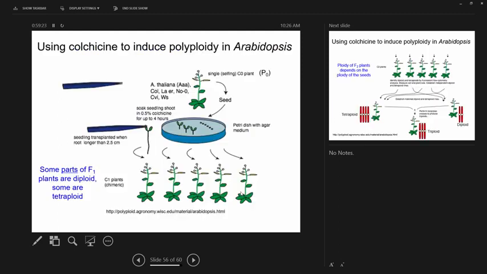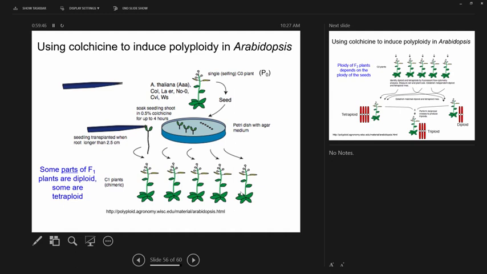All right. So how do we do this? How do we generate triploids? In order to get a triploid, you have to mate a tetraploid, which will produce gametes that are 2N, with a diploid, which will produce gametes that are N. So first we have to get a tetraploid.